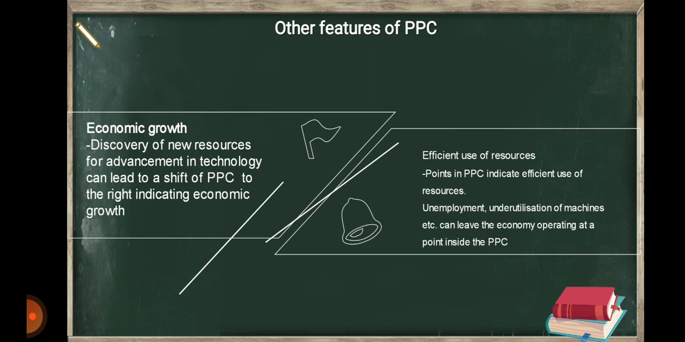Now, efficient use of resources is also indicated by PPC. As I have already told you, on the PPC that I showed you, points A and B depict optimum use of resources. That is efficient use of resources. However, if resources are not used efficiently, we will be operating at point C, because our production doesn't meet the maximum criterion set by the production possibility curve. So we need to improve the use of resources so that we can move towards the PPC.